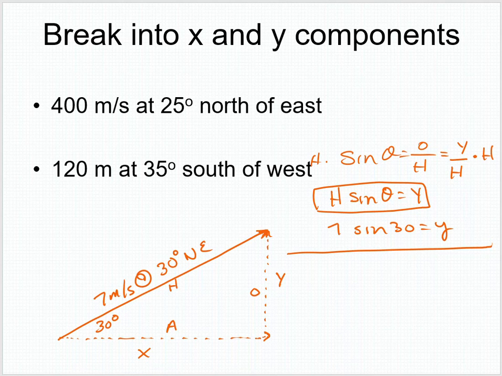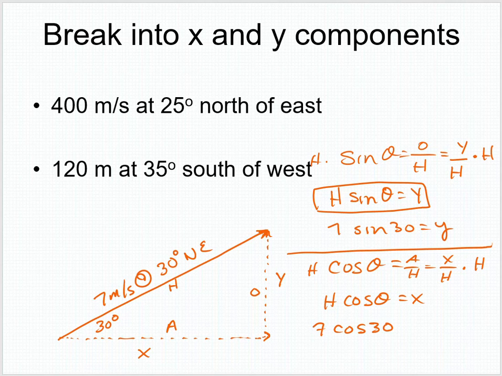Let's find our x component. To do that, I have my adjacent and my hypotenuse, so what I'm going to use is the cosine function. The cosine of theta equals the adjacent over the hypotenuse, but I don't want the adjacent, I want the x component, so I'm going to change this to x over h. Do the exact same thing, multiply both sides by h, and we get h cosine of theta equals our x component. Or in this case, 7 cosine of 30 equals x. Another important equation right there.